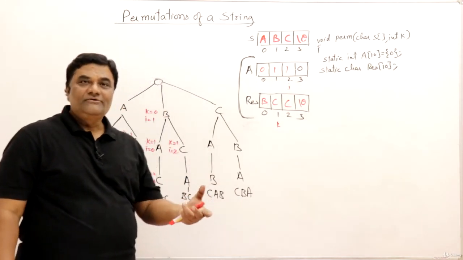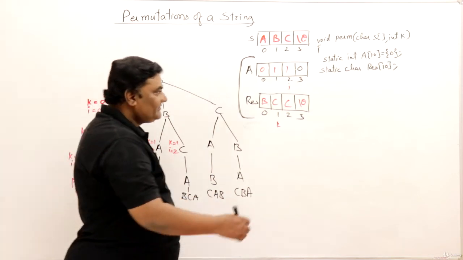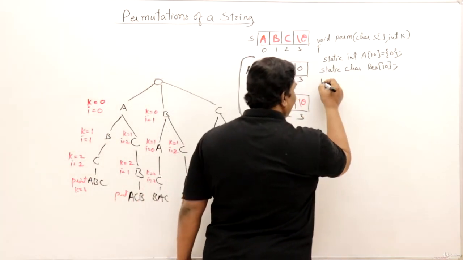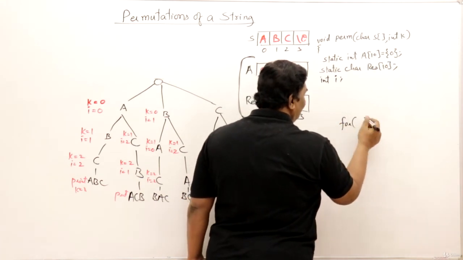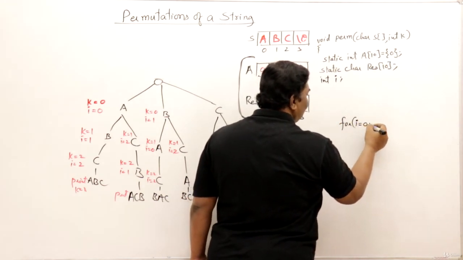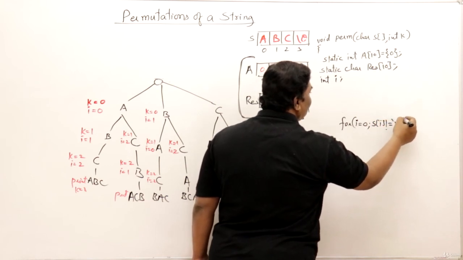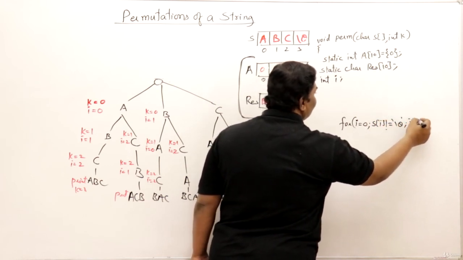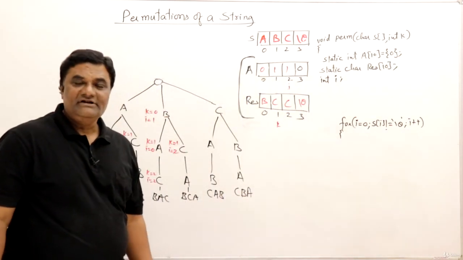Now next, what do I have to do? I have to scan through a string and print it. For scanning through a string I need a variable I. Using a for loop I will scan through: for I assign 0, as long as S of I is not equal to the null character, I plus plus. Using a for loop you can scan through a string.